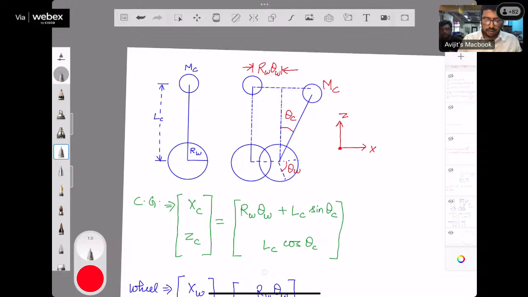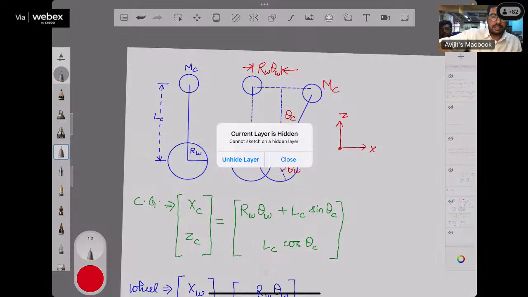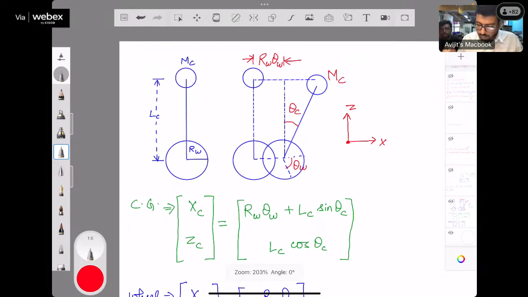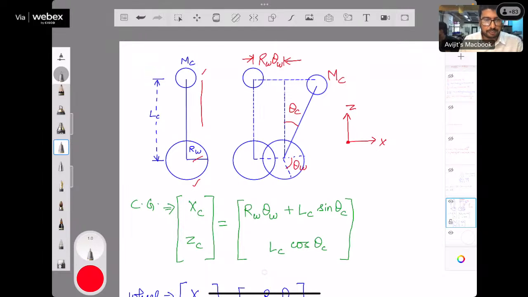Here we can see that we can represent our system like a wheel and a mass mounted on it through a pole. The length of the pole is LC, the mass at the center of mass of the system is MC, and the radius of the wheel is RW.